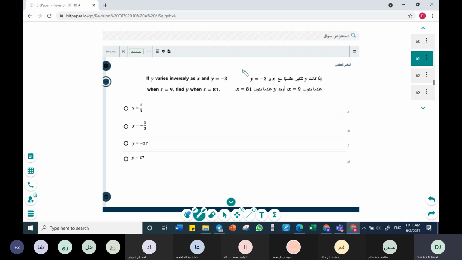Now, let's move on to the other question. Let's have Marwa read for us. If y varies inversely as x and y is equal to minus 3 when x is equal to 9, find y when x is equal to 81. Good. Now, ladies, he gave you the keyword: if y varies inversely as x.